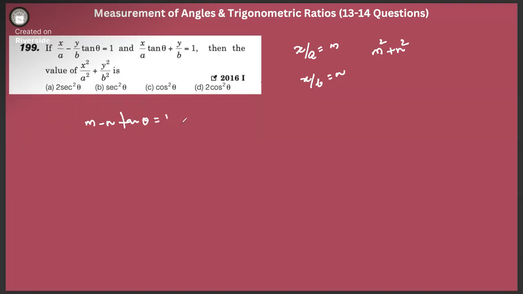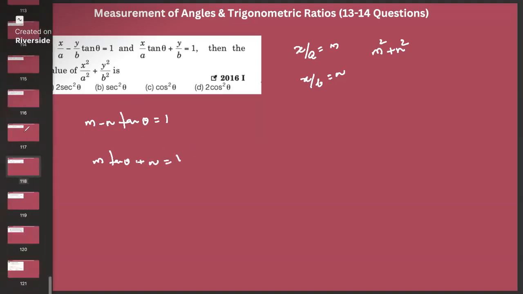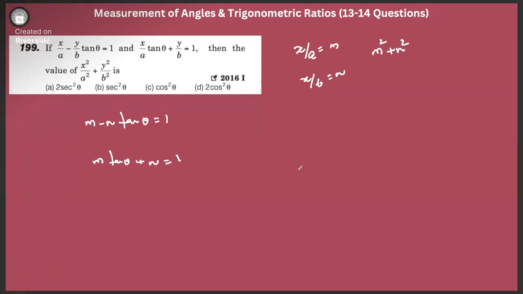m minus n tan theta is equal to 1 and m tan theta plus n is equal to 1. Right? This is how it will become, isn't it? Yes or no? Just a moment, guys. Yeah, that's correct. n is equal to y by b.